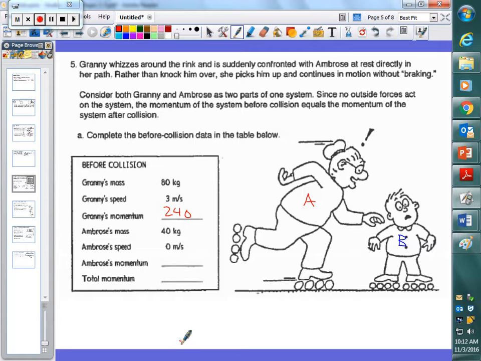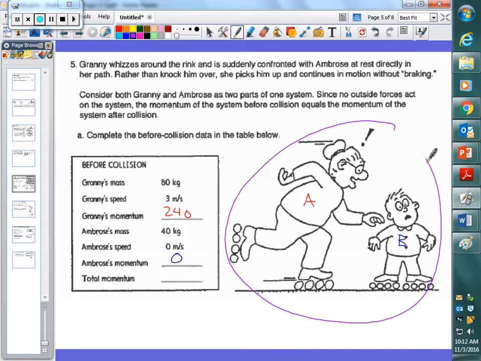All right. Ambrose's mass is 40, but his speed is 0. So what's his momentum? 0. You have no velocity, you have no momentum. So the total momentum of Granny plus Ambrose is going to be what? 240 kilograms times meters per second. Okay? All right, good there?